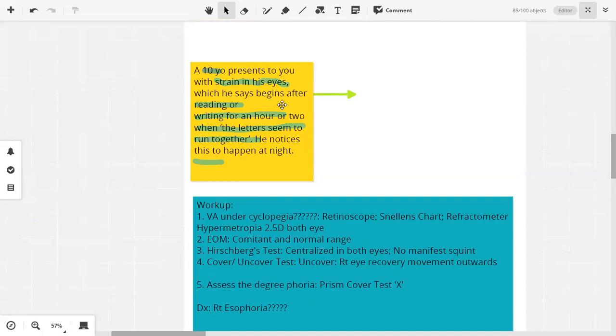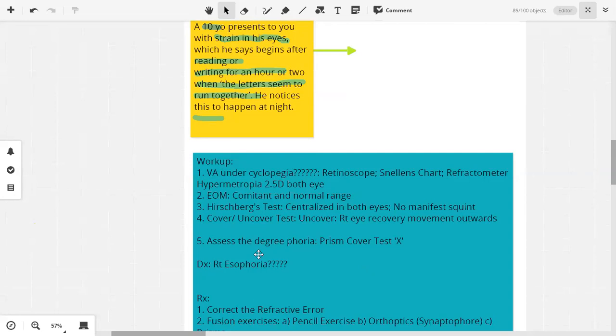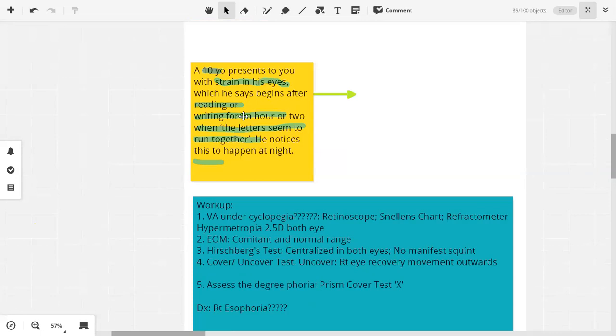So there's 1 minute left. I'll be back in a minute. But till then, आप लोग अपने ज़हन में खुद सोचें कि why does this patient who is 10 years old develop esophoria? What is the relationship of his refractive error to his esophoria? And how does this refractive error, which is causing this esophoria, lead to these symptoms? Why are these symptoms occurring? So brainstorm on this. I will be back in a minute.